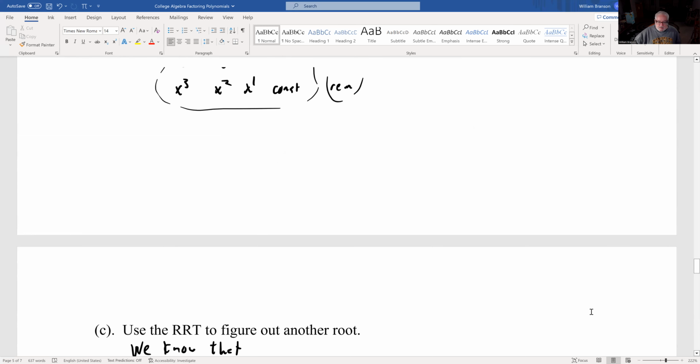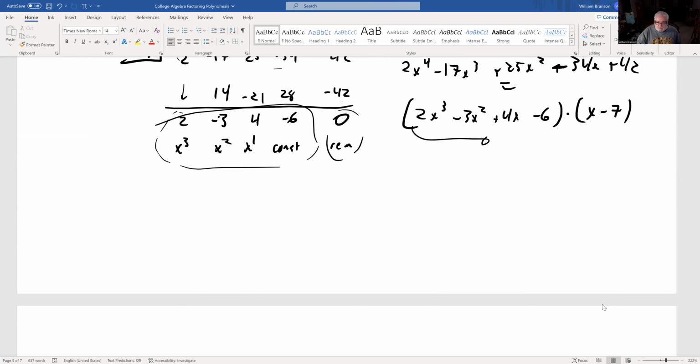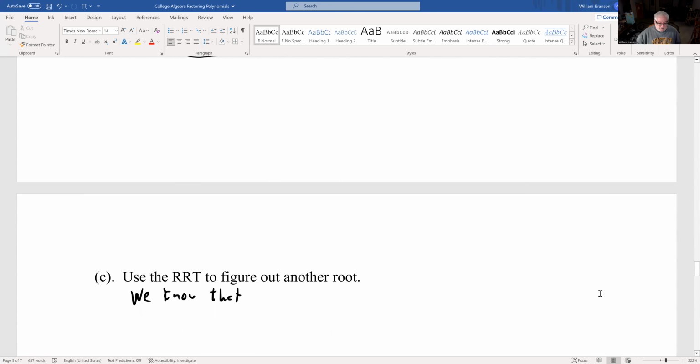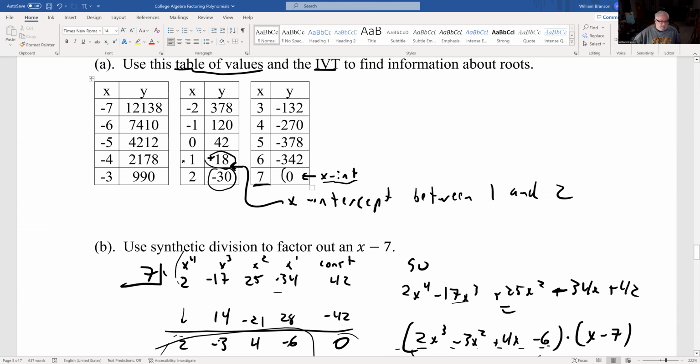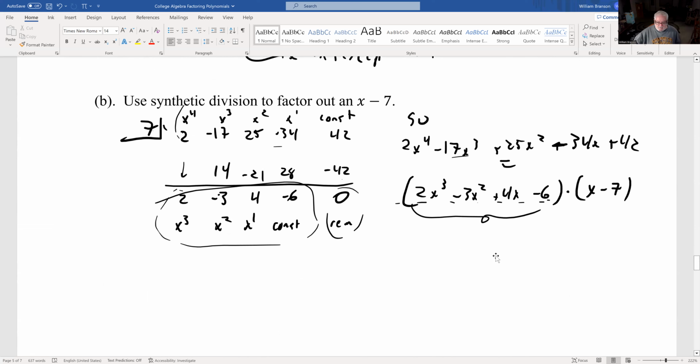And so our polynomial, this one now, right? If there's another root to this polynomial, it's got to be one of the roots of this one. So that's 2x cubed minus 3x squared plus 4x minus 6. And I think from the table up here, right, between 1 and 2 was where our root is.